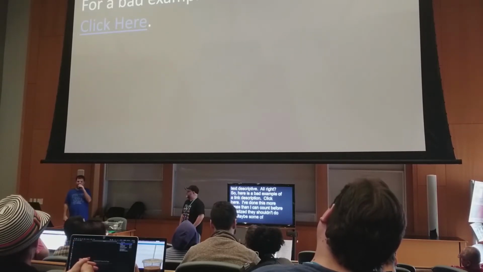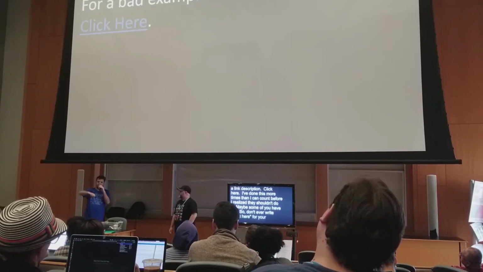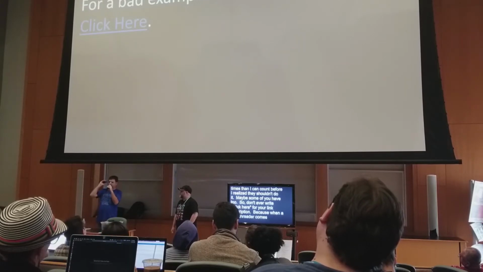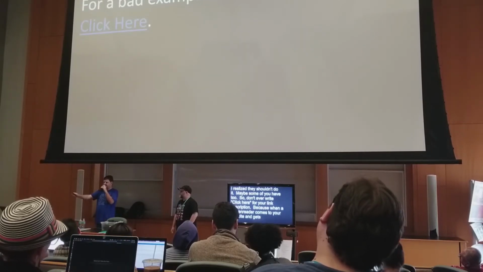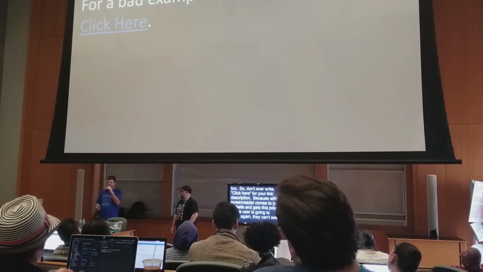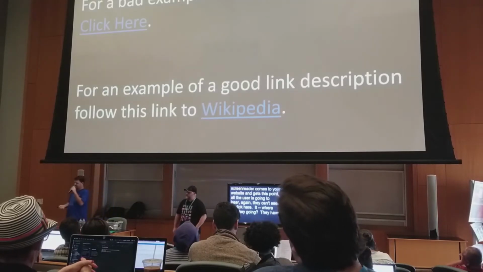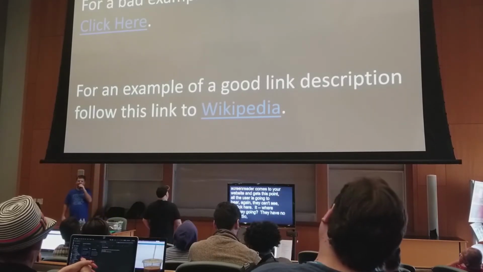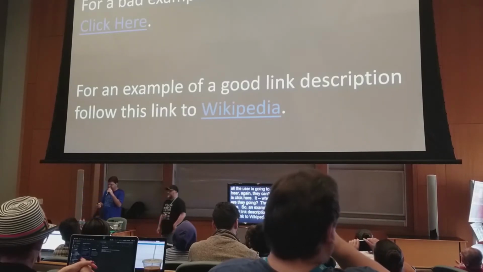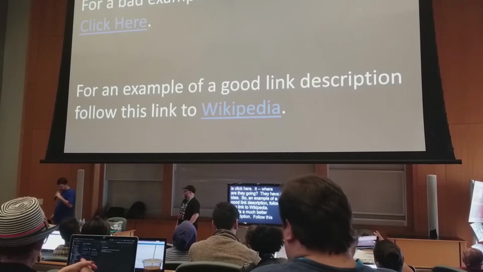So don't ever write "click here" for your link description, because when a screen reader goes over your website and gets to this point, all that the user is going to hear, because again they can't see, is "click here." Well, it doesn't tell them where to click. Where are they going? They have no idea. So for an example of a good link description: "Follow this link to Wikipedia." That's a much better description. Now they know, okay, I clicked this link, I'm going to Wikipedia, not "click here," wherever that is.